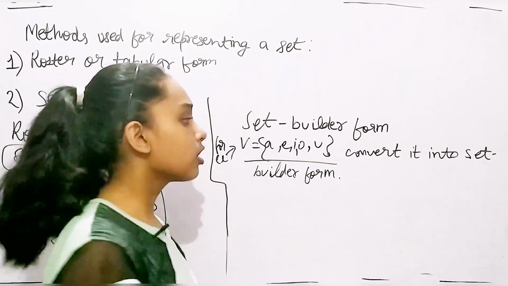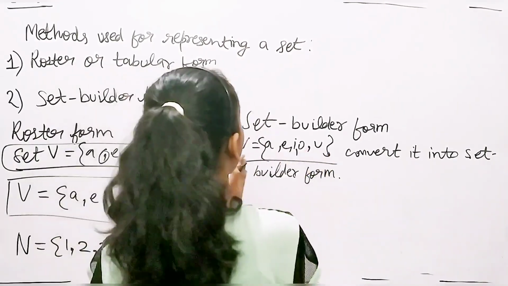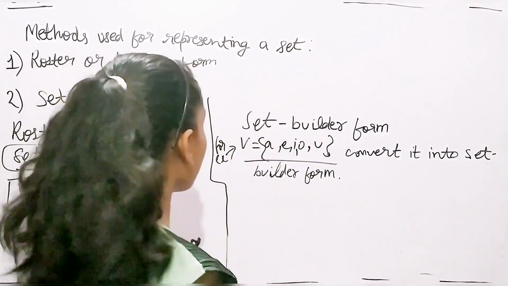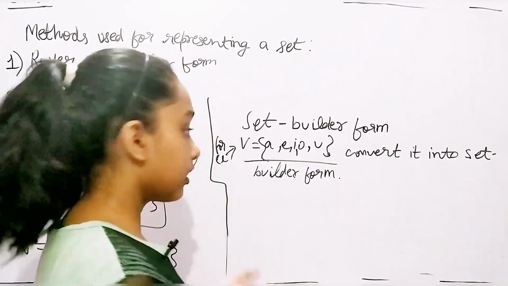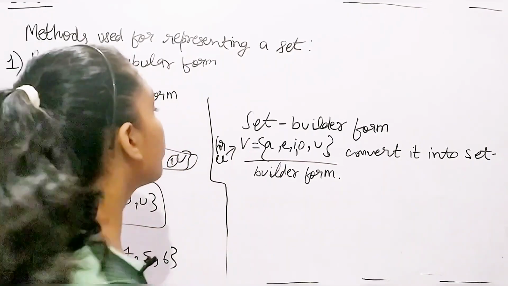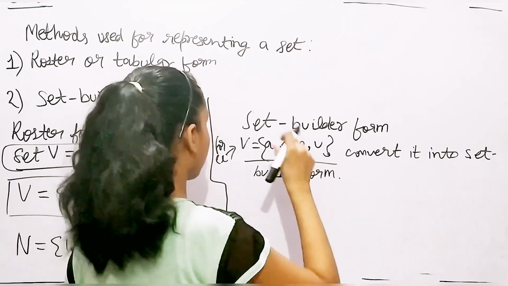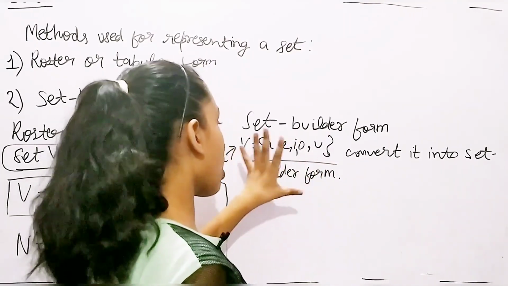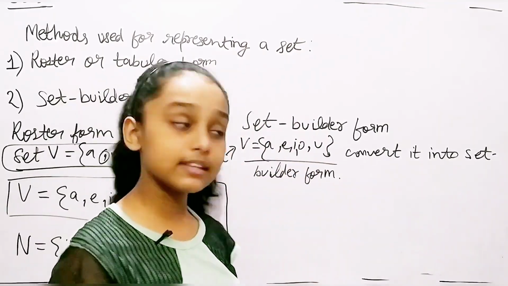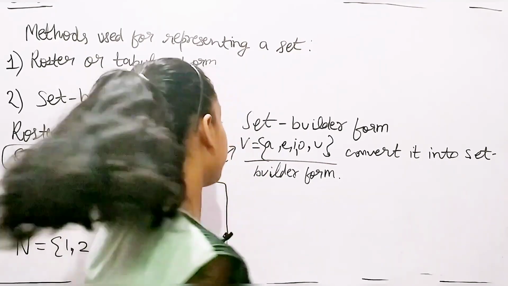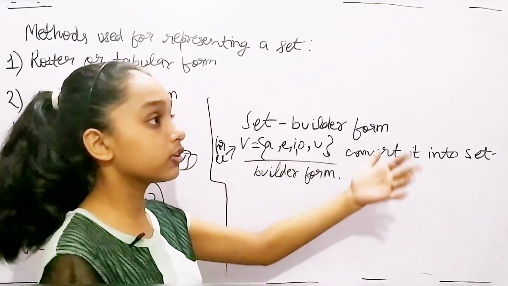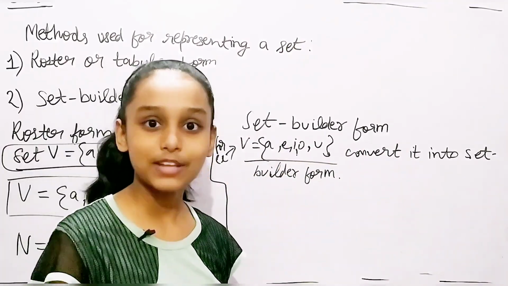So there is no problem in it. First of all, it's given in roster form, and we have to convert it into set builder form. So what are we going to do? We know that V is for vowels. A, E, I, O, U are the vowels in the English alphabet, isn't it? By seeing it, the elements possess a common property, and that is that they are vowels. Can't you see? These all elements possess a common property, and that's what set builder form is about.